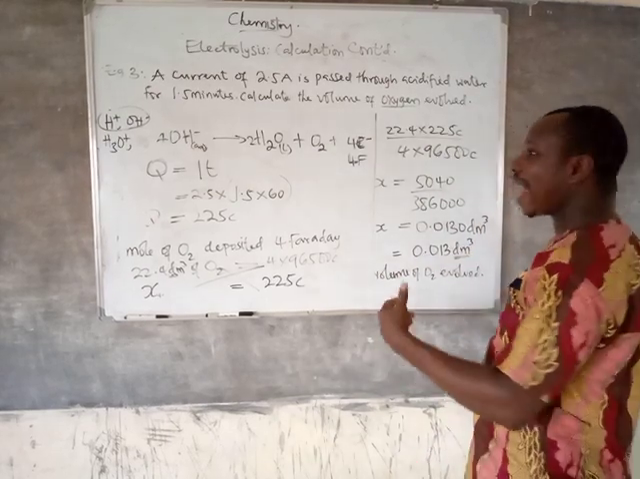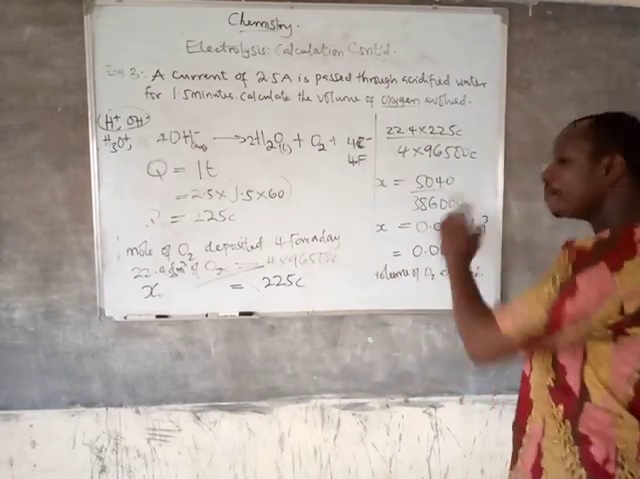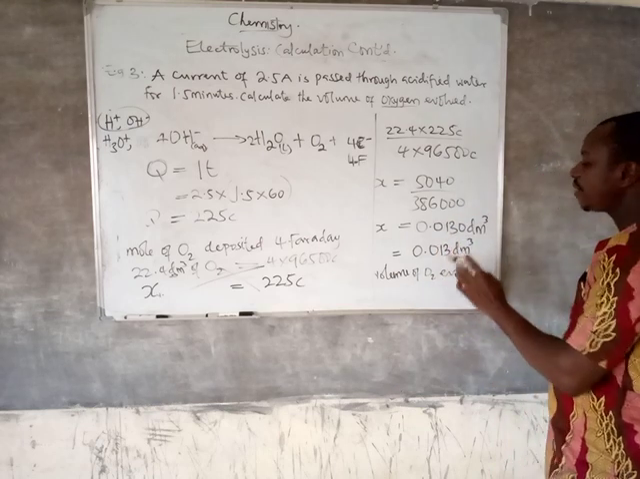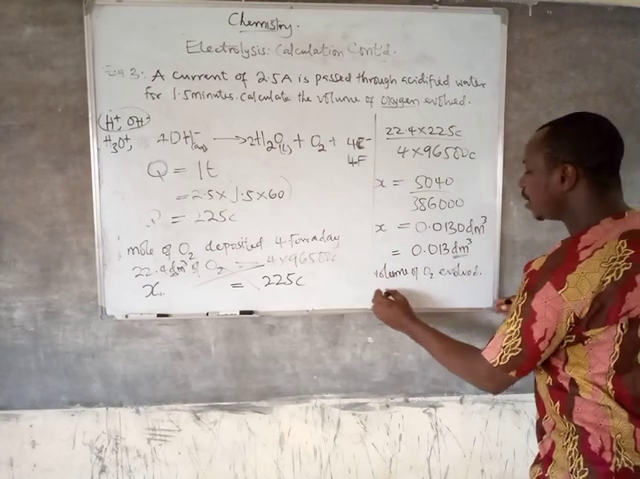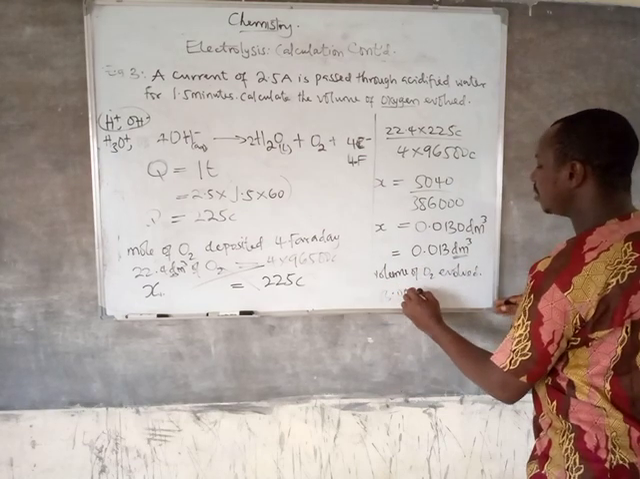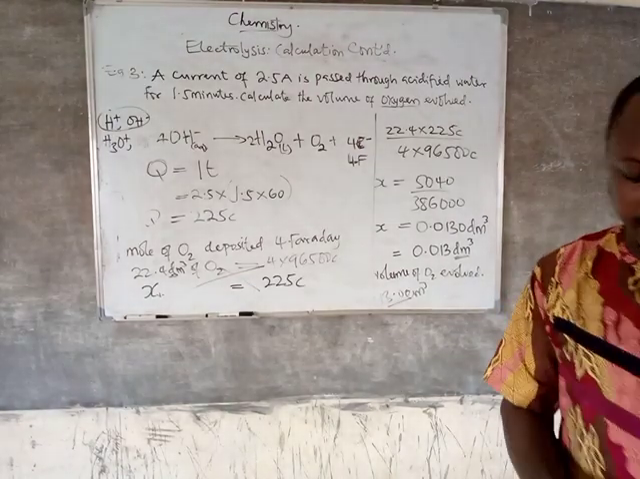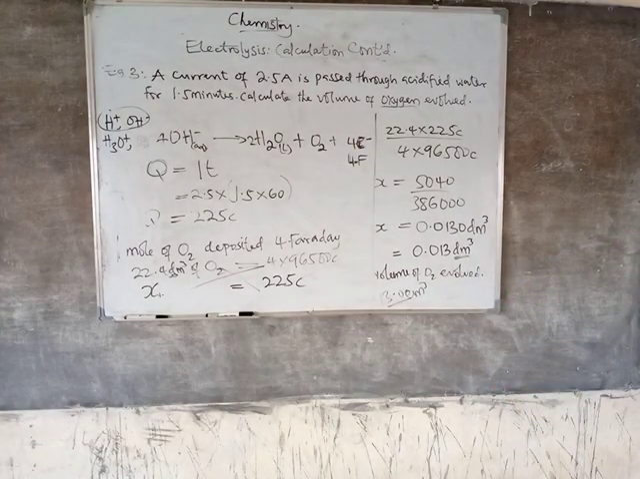But the first one is in dm cube, so the final answer should also be in dm cube. But in case you are asked to convert the answer to cm cube, the best thing you will do is to multiply this by 1000. And I guess it should be 13 point something cm cube. So this is simple mathematics, and we will check example 4, then we conclude everything about electrolytic calculations.